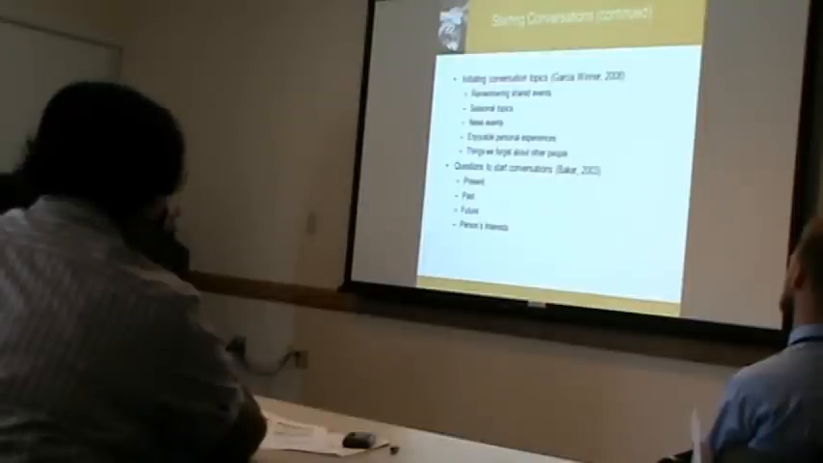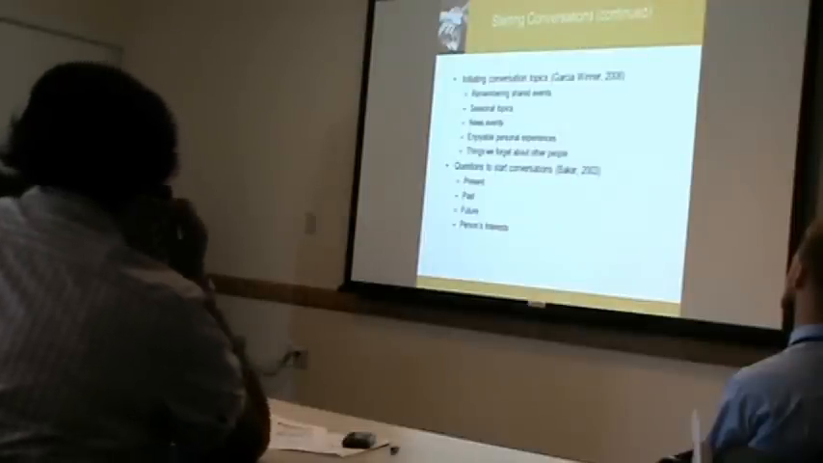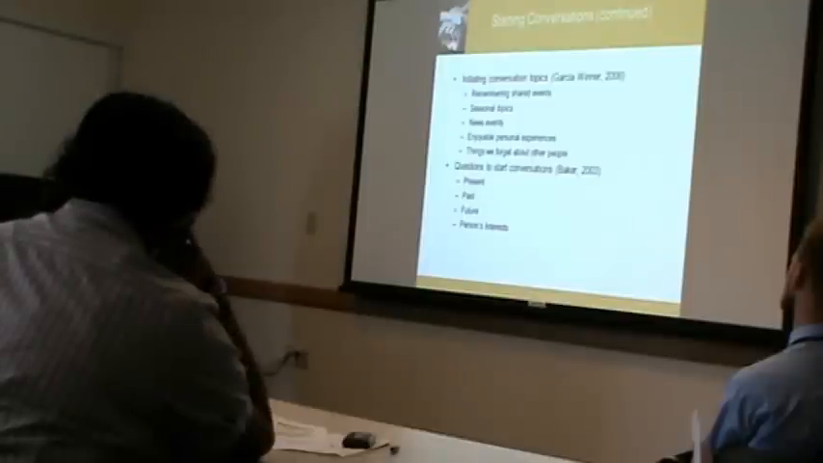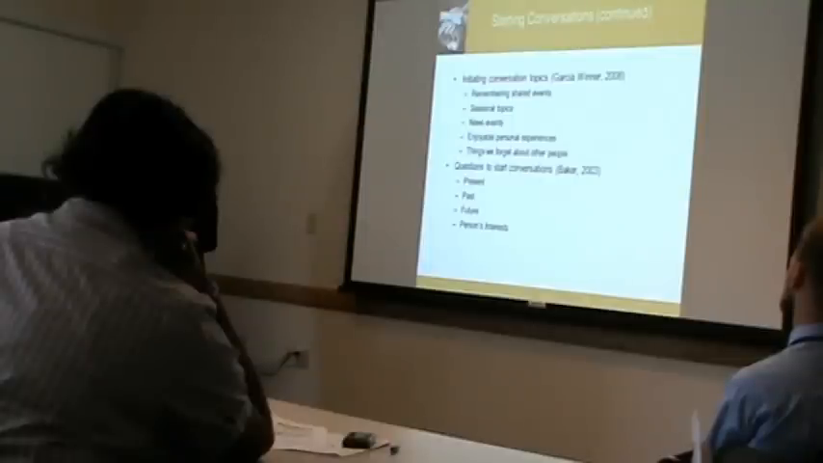Enjoyable personal experiences include things like books they've read, vacations they've gone on, movies they've seen, and then things we forget about other people. So sometimes we've talked to people, but we forget certain facts about them. So a child might say something like, oh, I remember that we talked about your family, but I can't remember how many brothers and sisters you have.